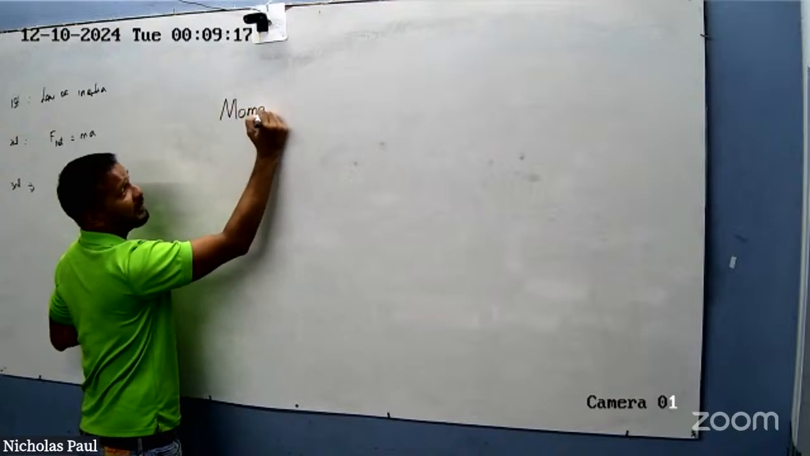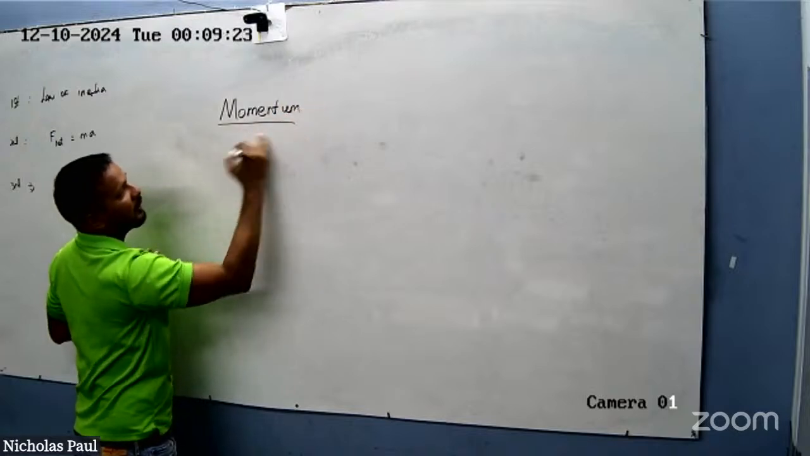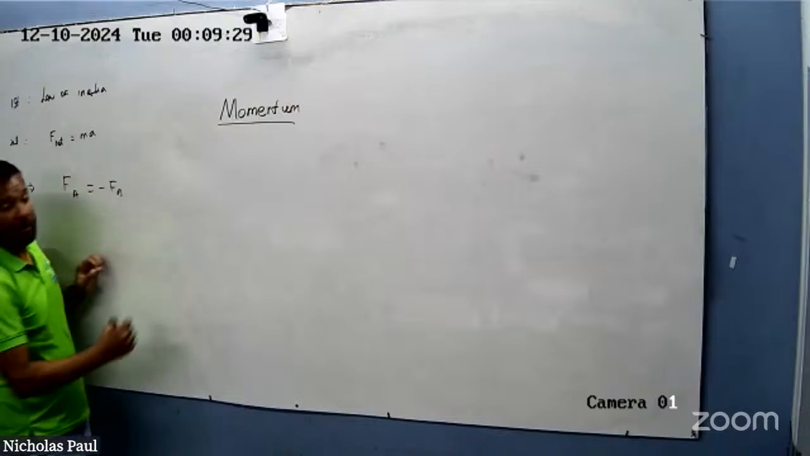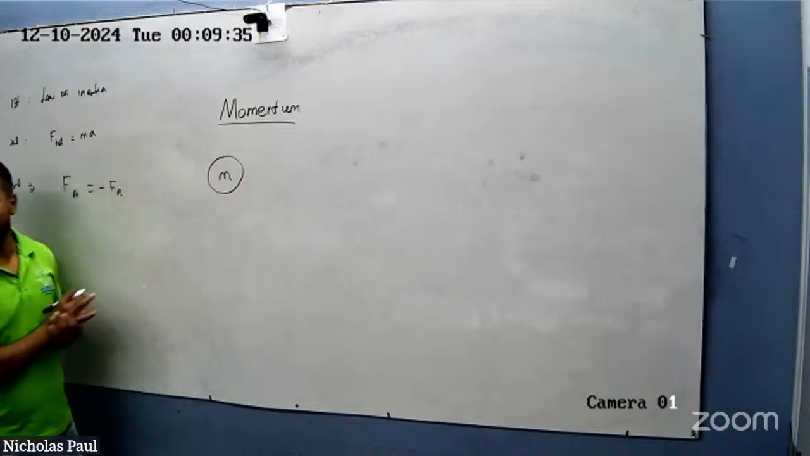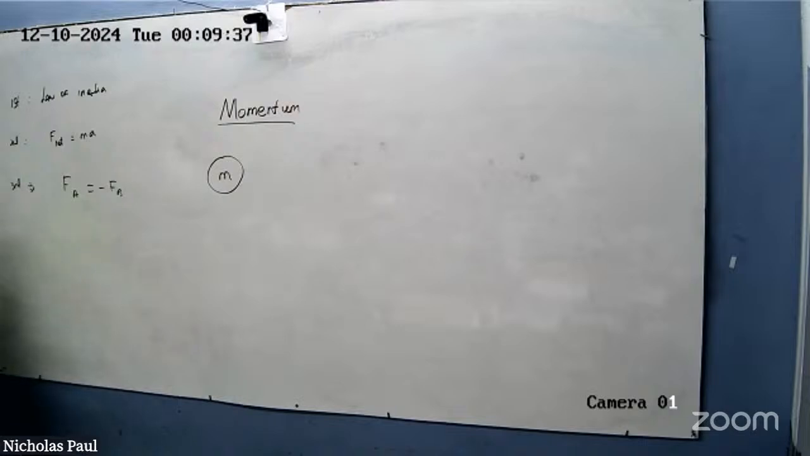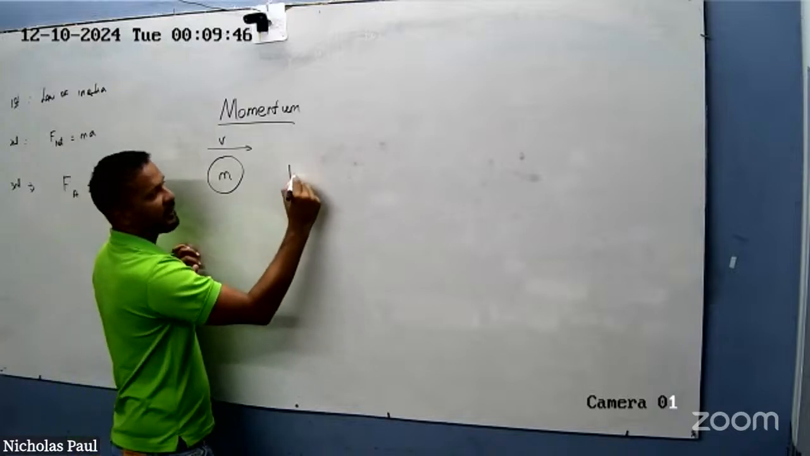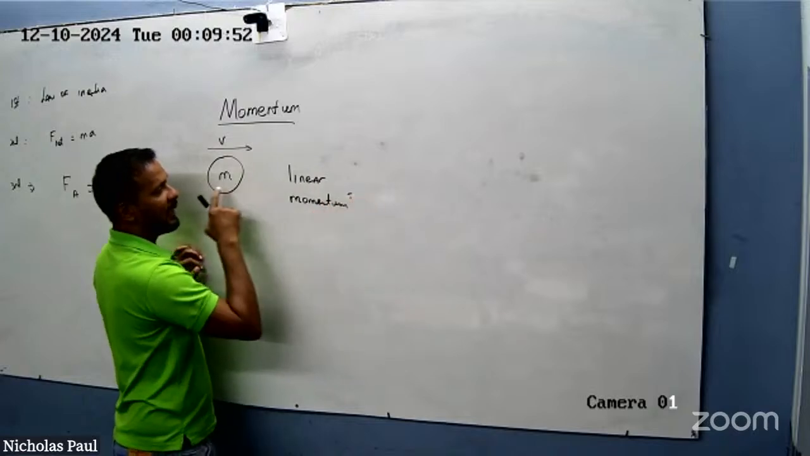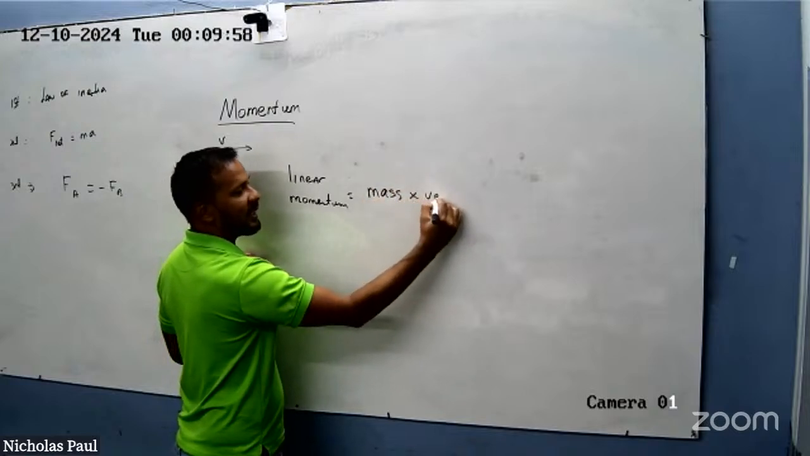A new quantity is called momentum. It's a word that we use all the time, and we want to investigate what is momentum. So if I give you a mass, does that have momentum? When I think about momentum, what do you think about? Something that's moving, right? So if I give you a mass and that mass is moving with a velocity v, it has something that we call linear momentum.